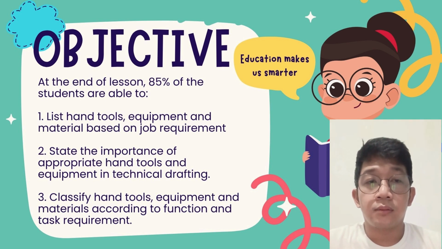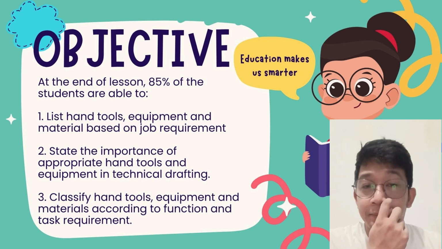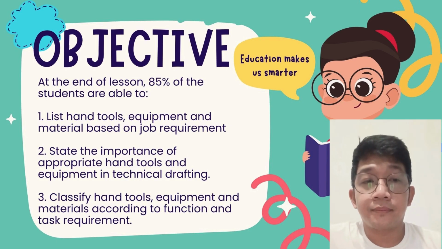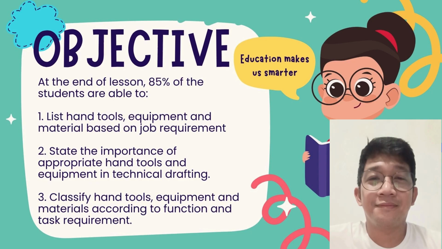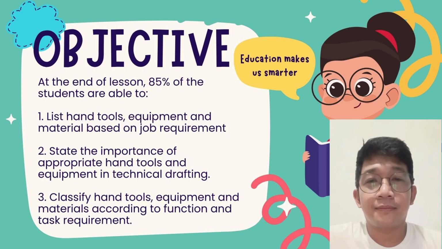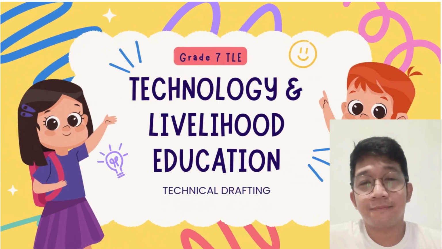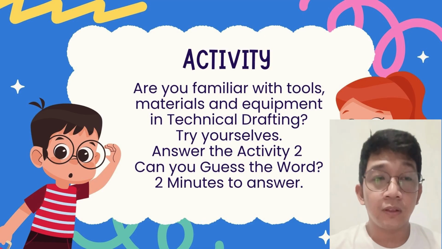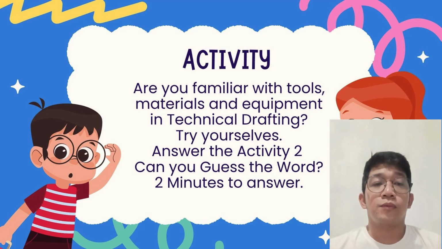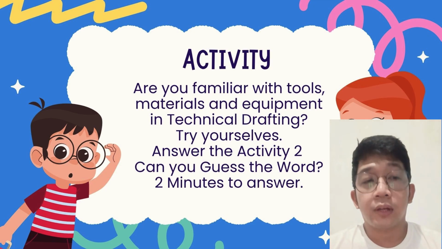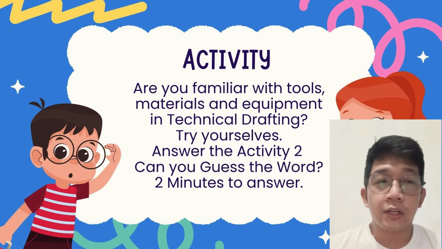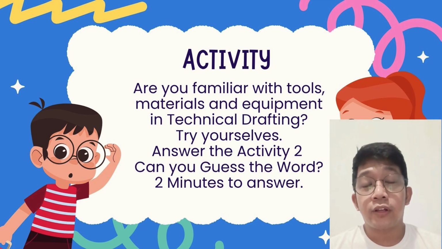These will be our guidelines for today to help you understand our lesson. Today, you will learn the importance of knowing the grades in pencil, the types of measuring tools, and more. After this lesson, you can classify the tools, materials, and equipment according to their use. Now that you already know the objective, let's have an activity. Are you familiar with tools, materials, and equipment in technical drafting? Try yourselves. Answer activity 2. Can you guess the word? You have 2 minutes to answer.